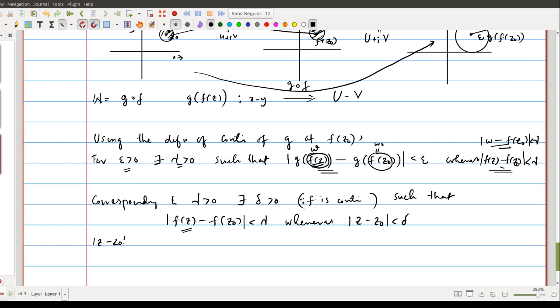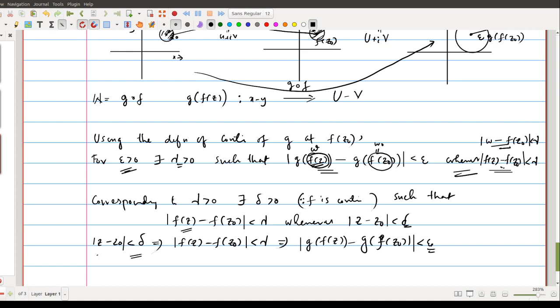Whenever |z − z0| < δ, corresponding to this ε > 0, we can get this δ. So whenever |z − z0| < δ, we will get |f(z) − f(z0)| < γ. From this, whenever this distance is less than γ, we will get |g(f(z)) − g(f(z0))| < ε. So for every ε > 0, there exists a δ > 0 such that this is less than ε. This proves the continuity of g∘f at z0.